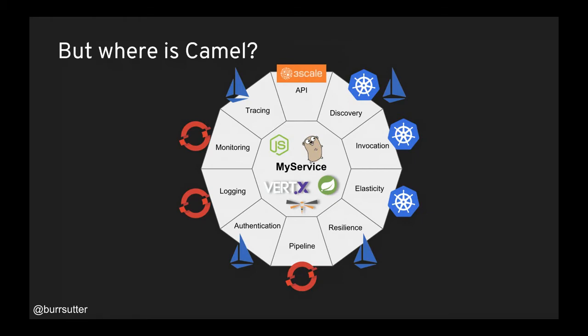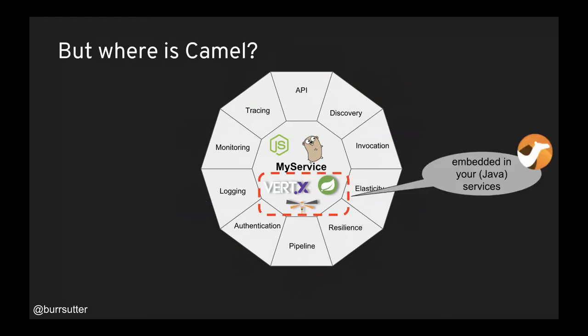But again, this is a Camel webinar. So where is Camel in all of this? No, there's no Camel logo here on this awesome slide. And Camel is actually embedded in your service or in your applications. Now, Camel requires Java, so it can only be a Java service. So in the slide here, we can only use Camel inside with vert.x, Spring Boot, WildFly Swarm, for example.